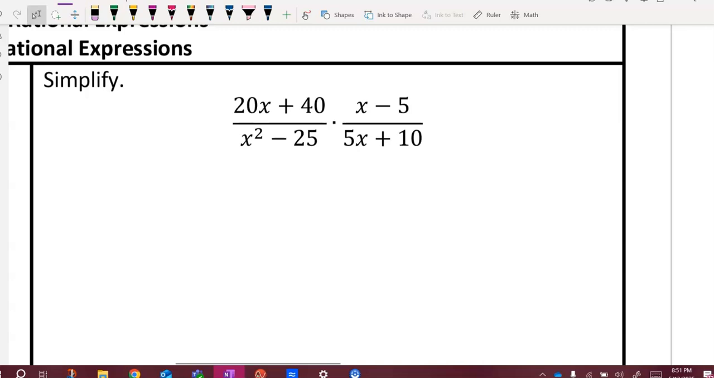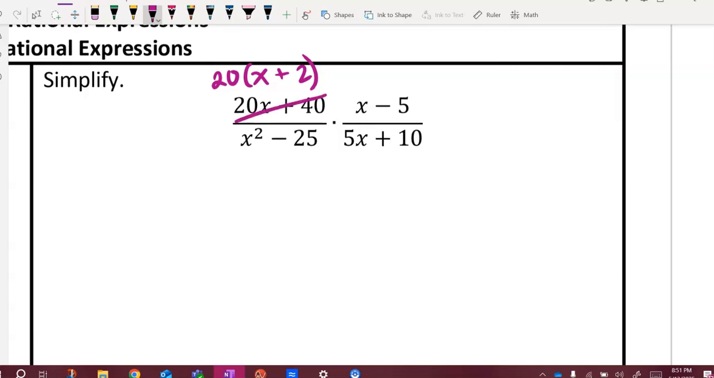All right, here we have 20x plus 40. Is 40 divisible by 20? Yeah, it is. So we're going to take out a 20 and divide. 20x divided by 20 is x, and 40 divided by 20 is 2.